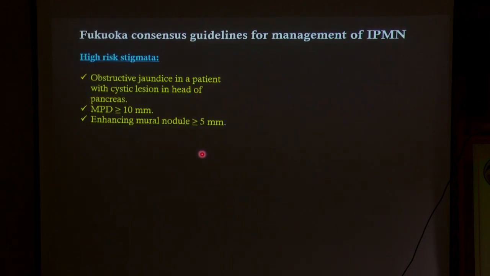So the features are divided into high risk features and worrisome features. The high risk features in IPMN are the presence of obstructive jaundice in a patient with a cystic lesion in the head of the pancreas, an MPD dilated more than 10 mm, or a hyper-enhancing mural nodule measuring more than 5 mm. These are the high risk stigmata.